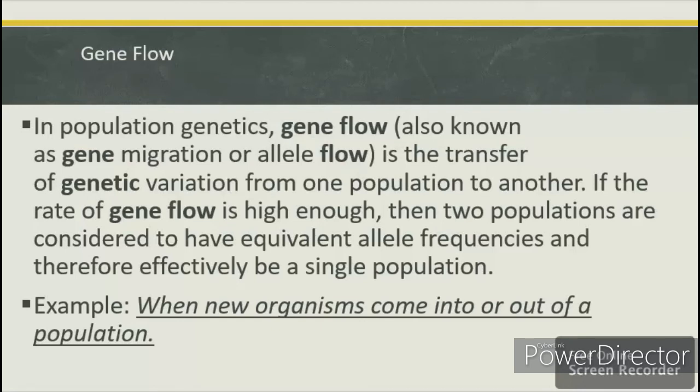For the next one, we have gene flow. So in population genetics, gene flow, also known as gene migration or allele flow, is the transfer of genetic variation from one population to another. If the rate of gene flow is high enough, then two populations are considered to have equivalent allele frequencies and therefore effectively be a single population. An example for it is when new organisms come into or out of a population. That is what gene flow is.